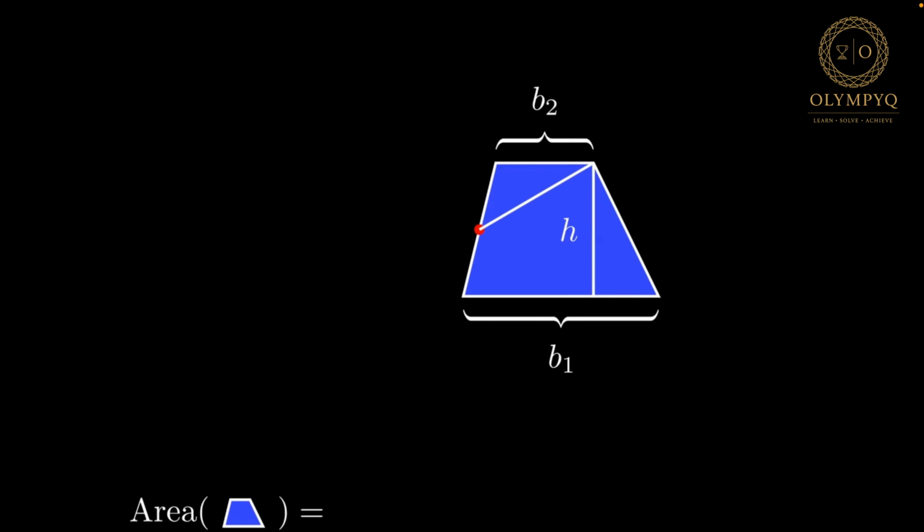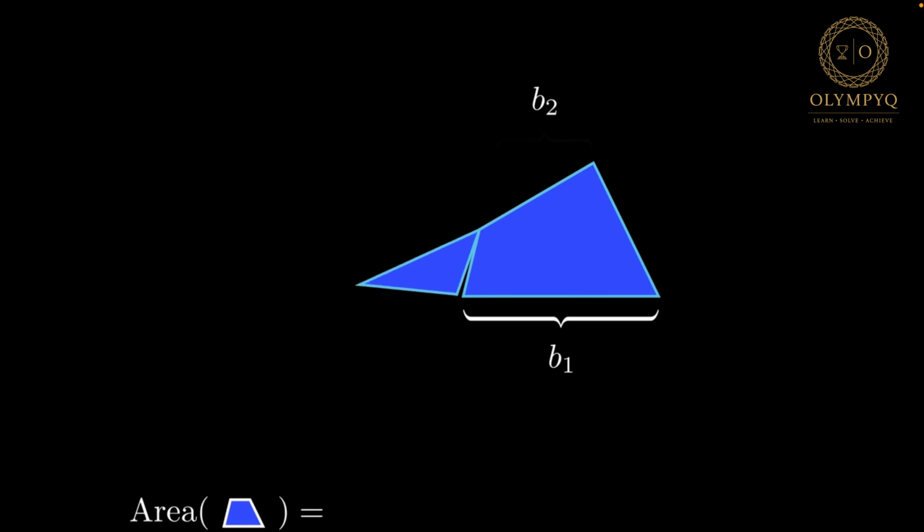Here comes the interesting part. Imagine this midpoint as a hinge. Rotate the top portion of the trapezoid anti-clockwise around this hinge. After this rotation, something amazing happens.